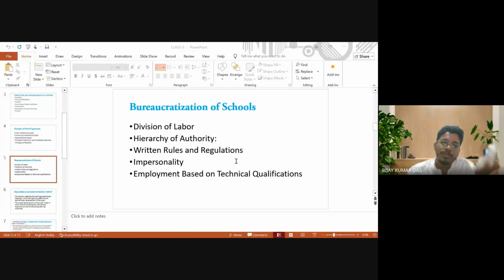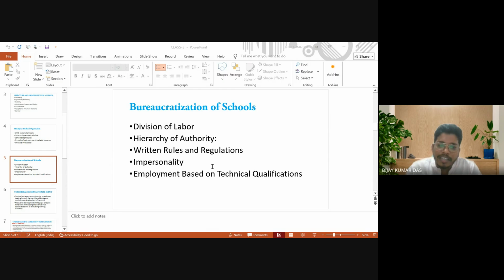So there are also written rules and regulations for this. There are certain rules and regulations for a school to move smoothly. Without any conformity to numerous rules, we cannot move. So numerous rules and regulations followed by teachers and administrators in the performance of their duties is one of the defining characteristics of bureaucratization of schools. Written rules and regulations. They have to obey the rules.